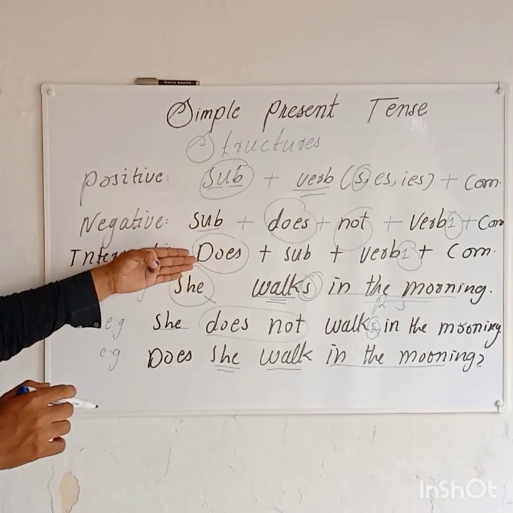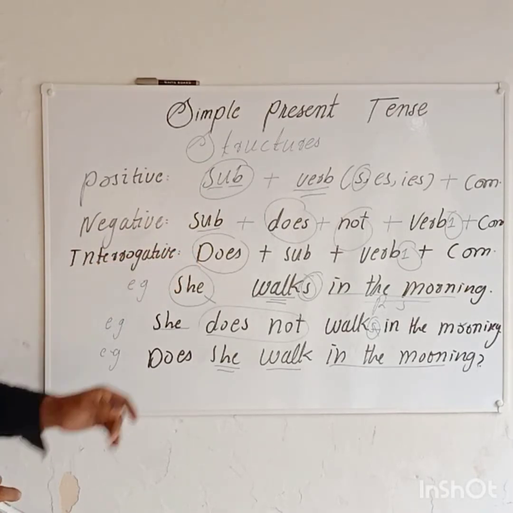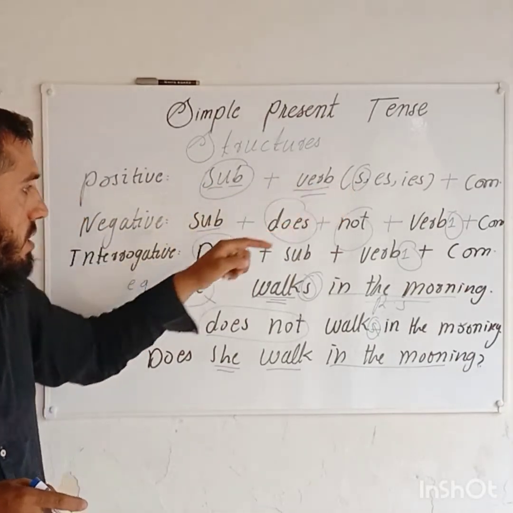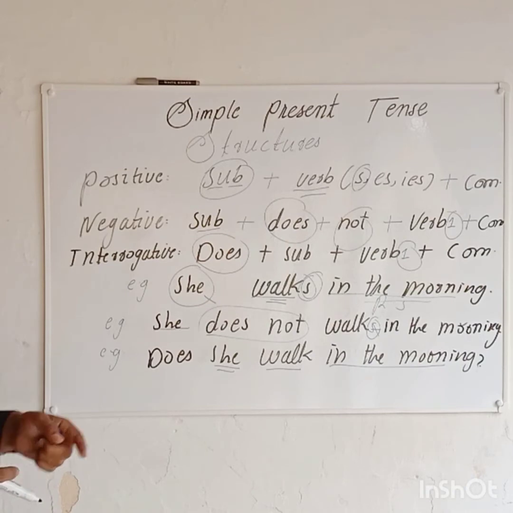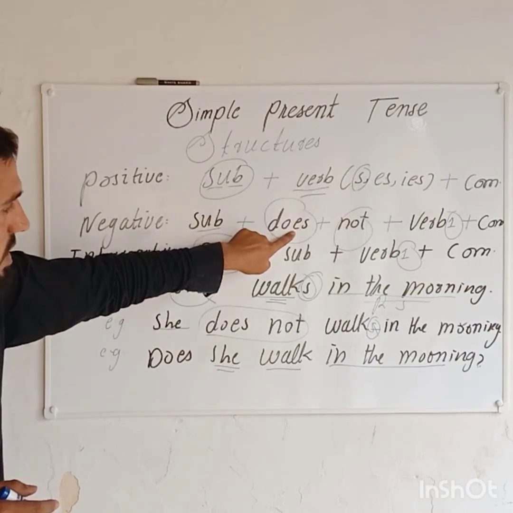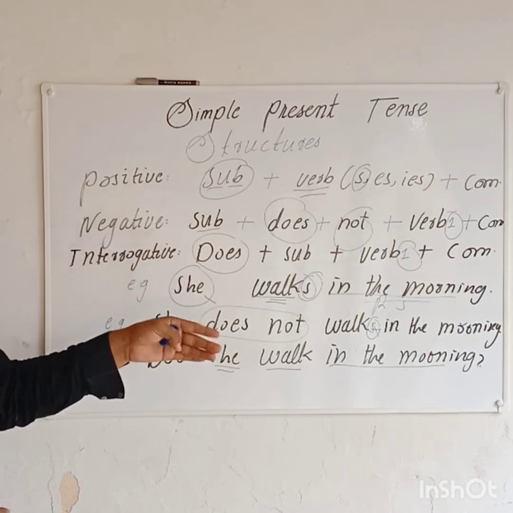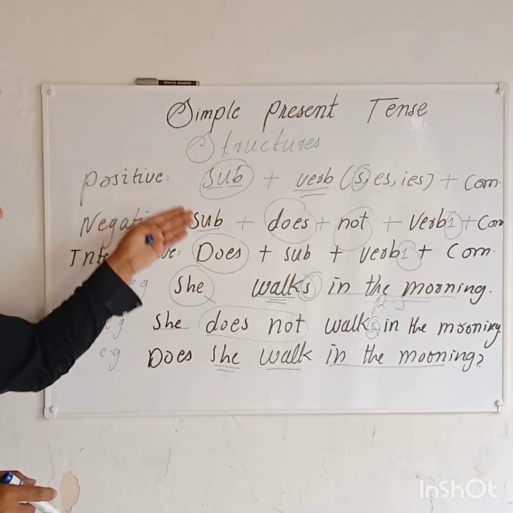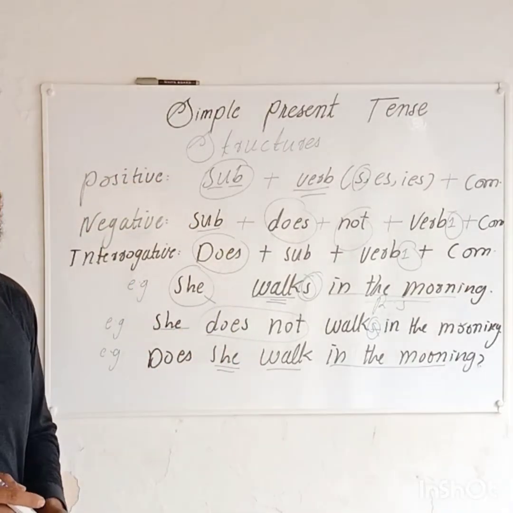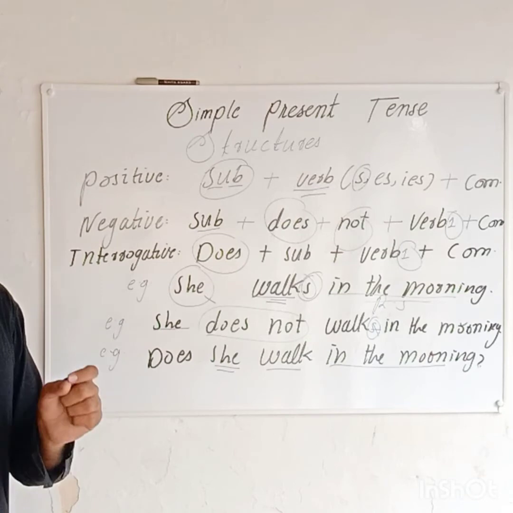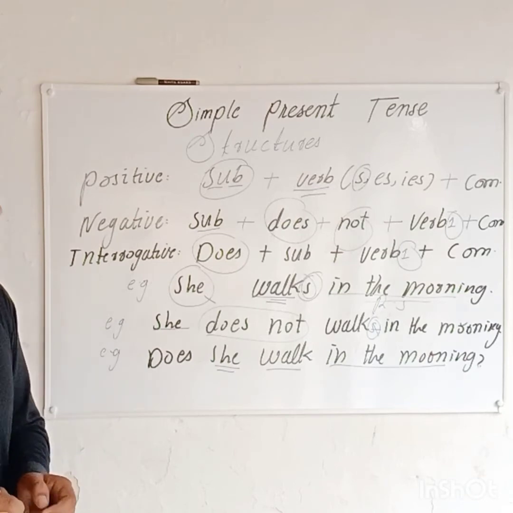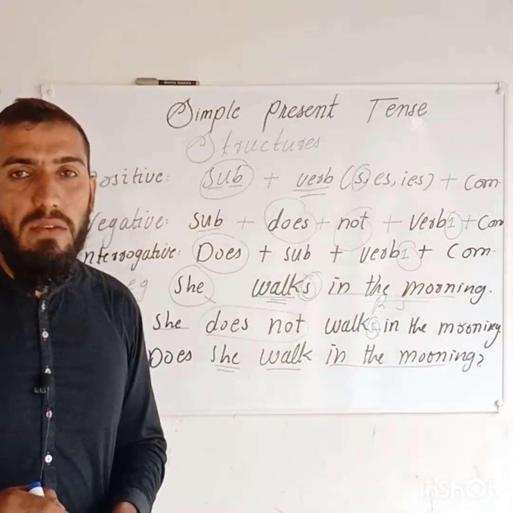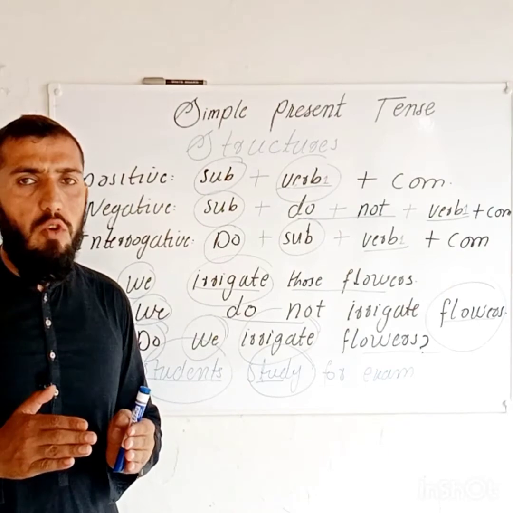If you have he, she, or it, you need to use these structures. For positive, you need to use this structure. If you want to make a negative statement, you need to use this one. And if you want to change that one into interrogative, you need to use this structure. So these structures are used for singular nouns and pronouns. Bear in mind, while using singular nouns and pronouns, you need to use S, ES, or IES with main verbs.